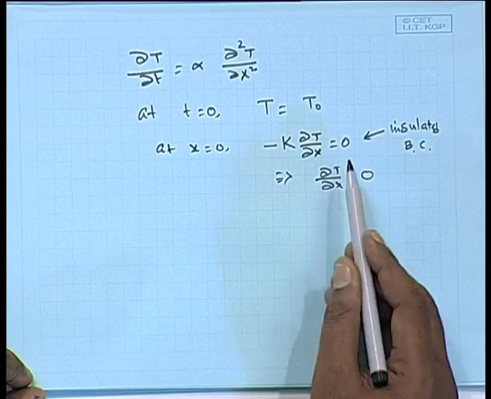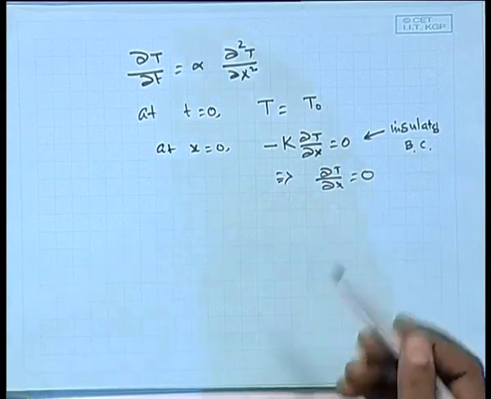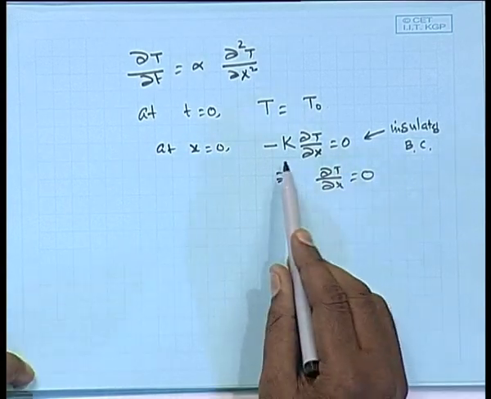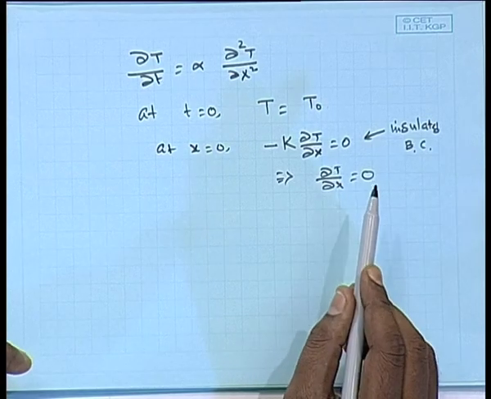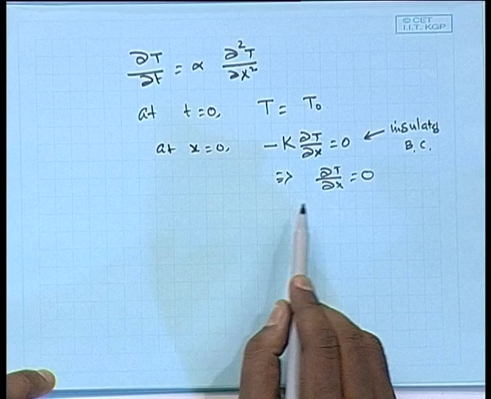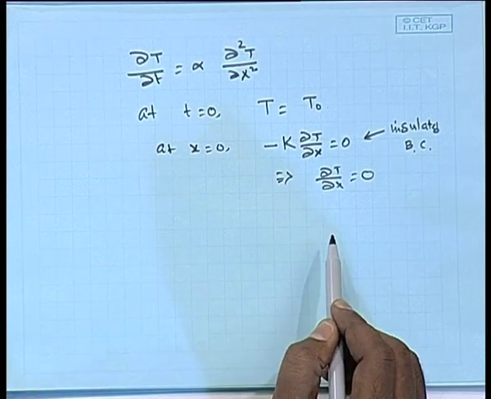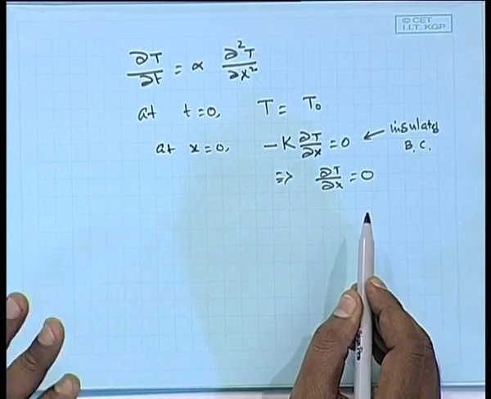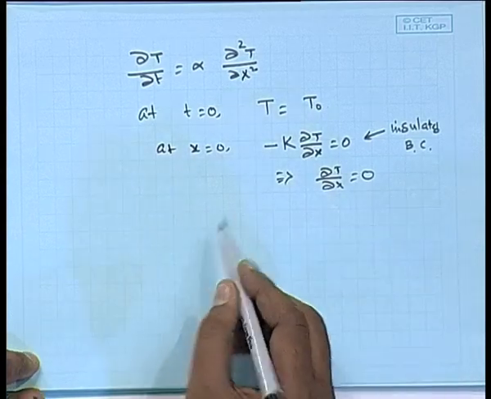You may be having a non-homogeneous term here like a constant heat flux condition. In that case, minus k del T del x will be equal to q naught, and you know how to handle those non-homogeneous boundary conditions. Anyway, after solving all this, we will be solving a general problem where we will be looking into a complete solution of a general problem.